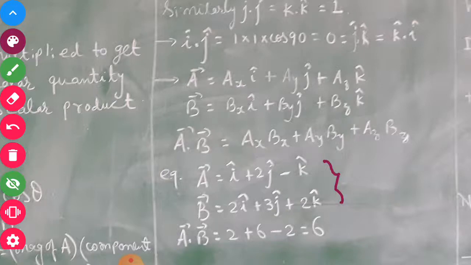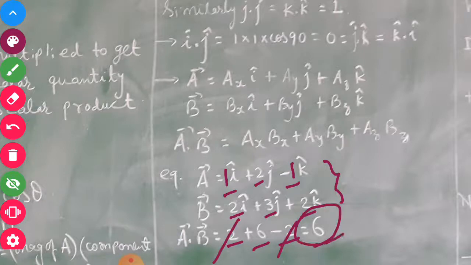Here two vectors are given: A is I cap plus 2 j cap minus k cap, and B is 2 I cap plus 3 j cap plus 2 k cap. Now here the coefficient is 1, so 1 into 2 will give you 2. Then 2 into 3 will give you plus 6. Then minus 1 into 2 will give you minus 2. Now just simplify, and you will get the answer to be 6 units.